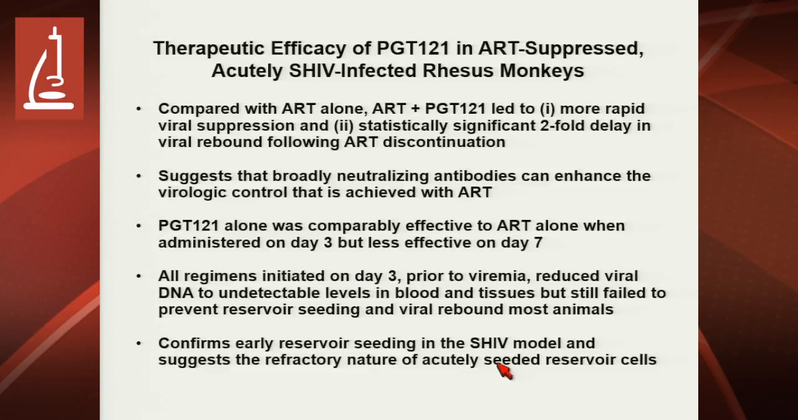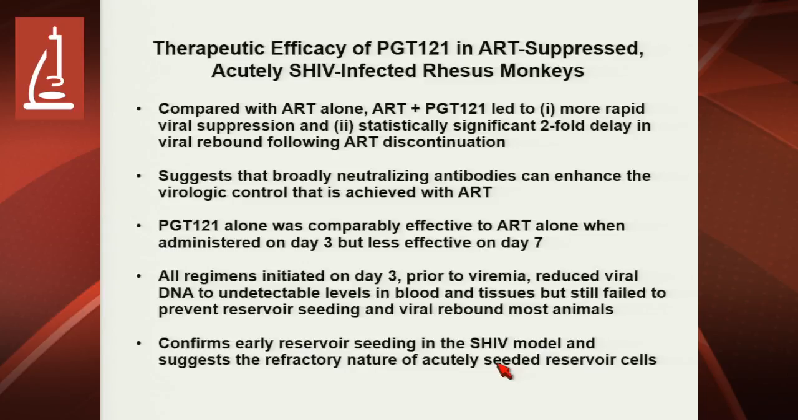So these data, although this time frame of rebound is probably not clinically significant, do suggest the proof of concept that broadly neutralizing antibodies might be able to enhance virologic control that is achieved with ART, and might be able to target at least the cells that are the source of viral rebound. I hesitate to actually call them reservoir cells because we haven't directly shown that, but we have impacted the presumptive impact of the reservoir, which is viral rebound following ART discontinuation.